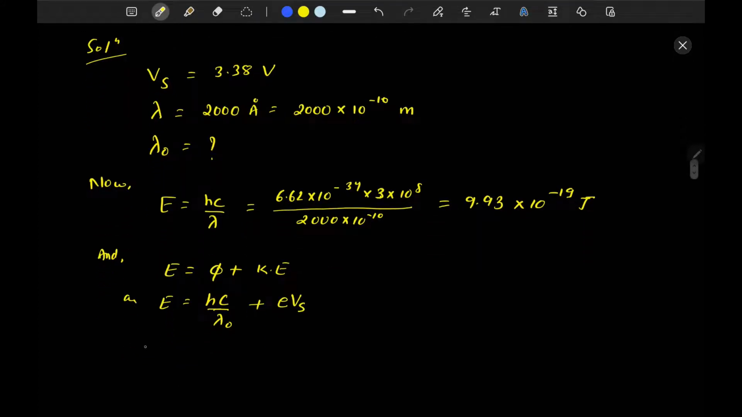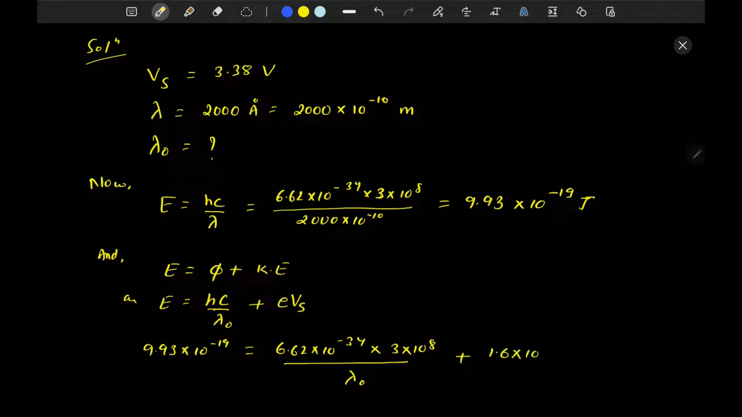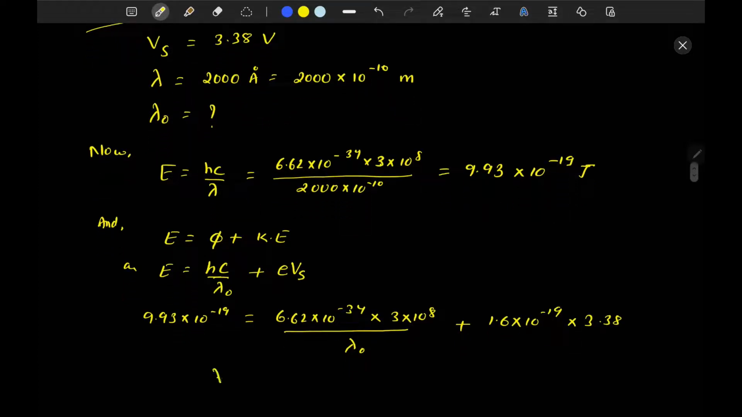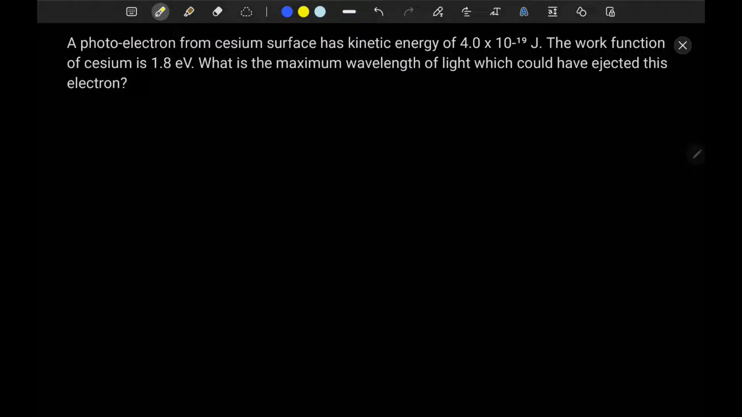Now putting the required values, 9.93 into 10 power minus 19 is equal to 6.62 into 10 power minus 34 into 3 into 10 power 8 by lambda naught, which is to be calculated, and e is 1.6 into 10 power minus 19, Vs is 3.38. Substituting all these values, we get lambda naught is equal to 4.41 into 10 power minus 7 meter, which is the required answer. So we have a next question.